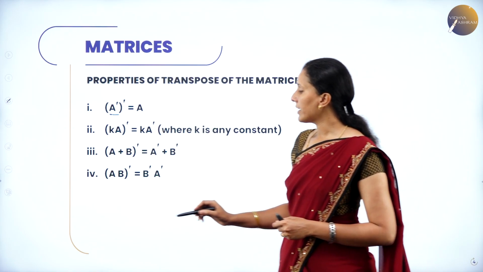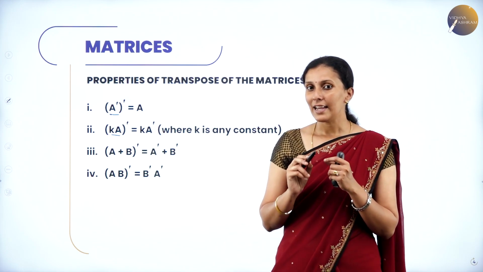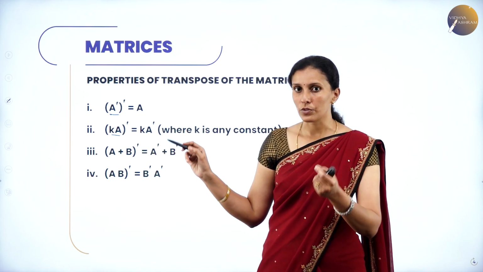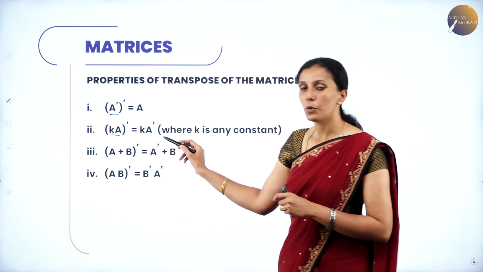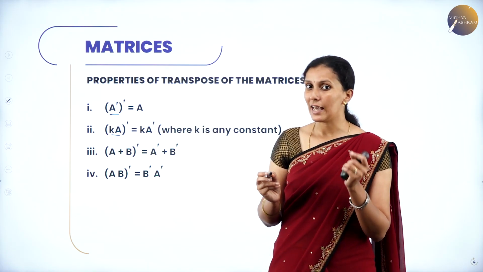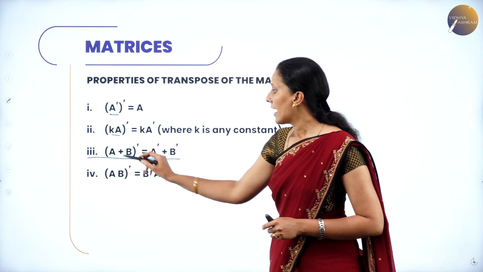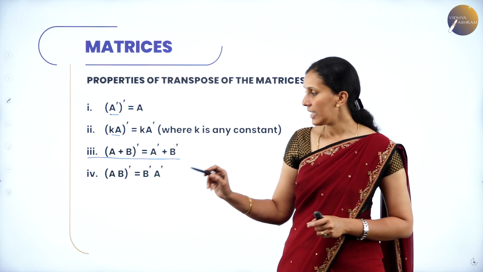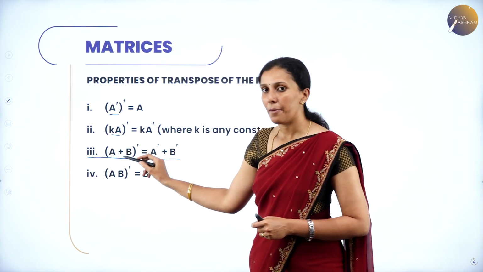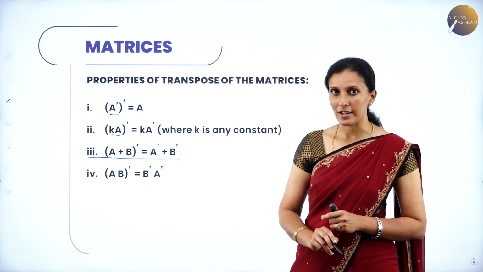And the second property says when you multiply any scalar quantity K with matrix A and then transpose it, it is the same as the transposed matrix multiplied with K. So this we can prove by taking examples also. Another property says A plus B whole dash is A dash plus B dash, or we can say the transpose of A plus B is nothing but A transpose plus B transpose.